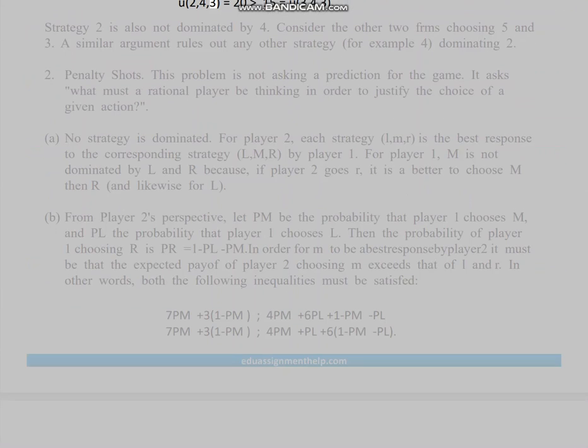U2(4,3) equals 20 greater than 15 equals U3(4,3). Strategy 2 is also not dominated by 4. Consider the other two firms choosing 5 and 3. A similar argument rules out any other strategy, for example 4, dominating 2.